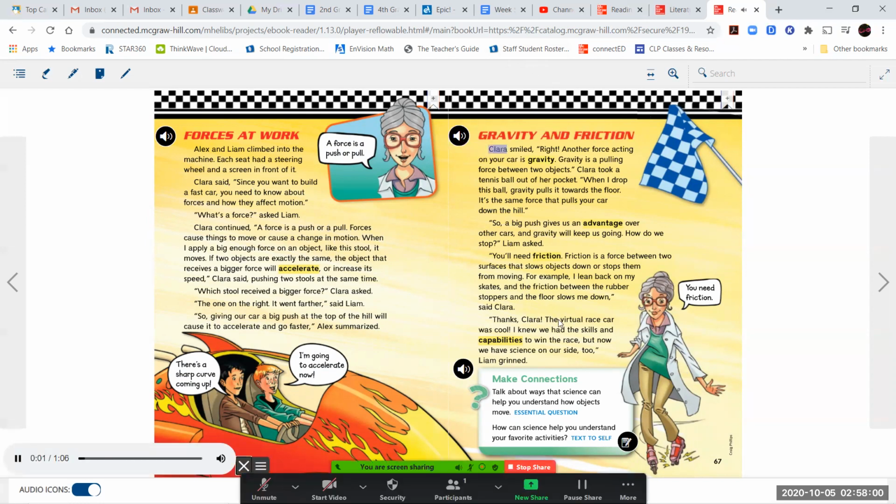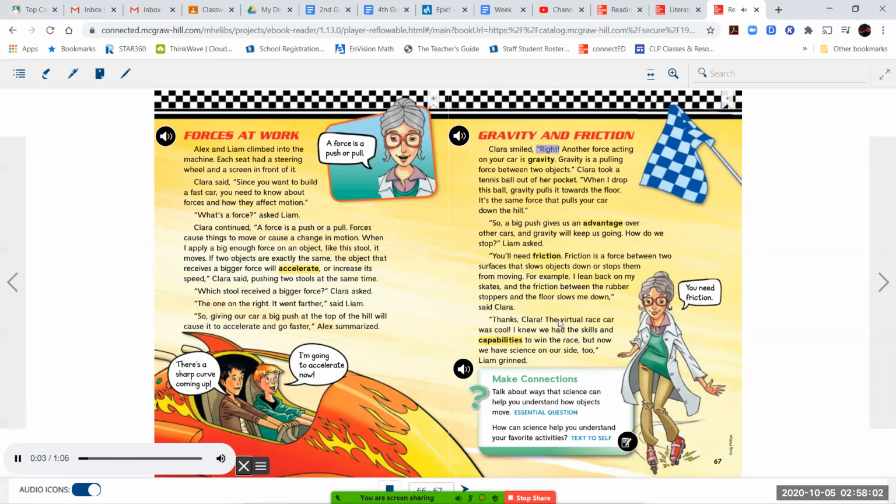Gravity and friction. Clara smiled. "Right. Another force acting on your car is gravity. Gravity is a pulling force between two objects." Clara took a tennis ball out of her pocket. "When I drop this ball, gravity pulls it towards the floor. It's the same force that pulls your car down the hill." "So a big push gives us an advantage over other cars, and gravity will keep us going. How do we stop?" Liam asked.